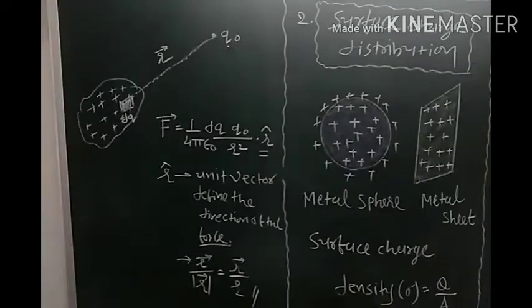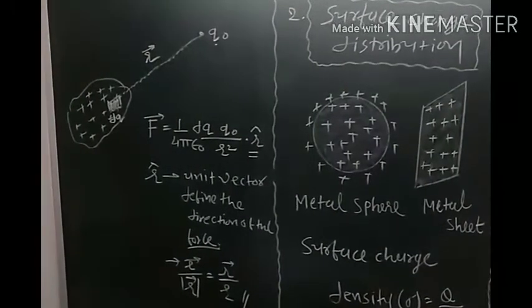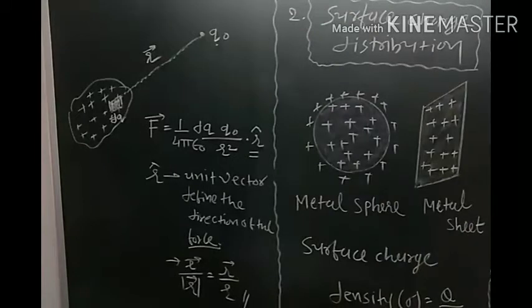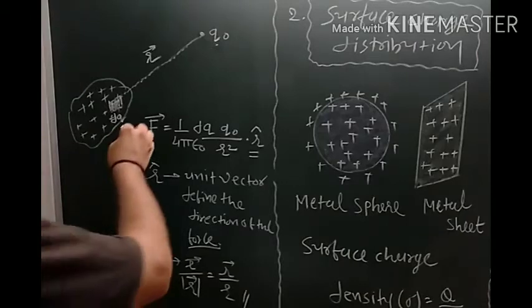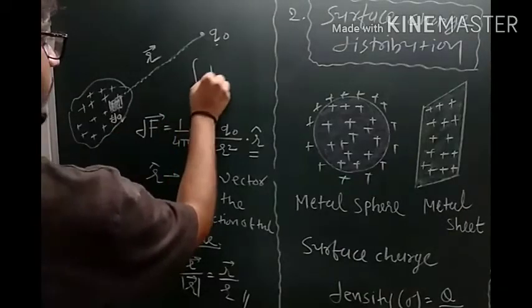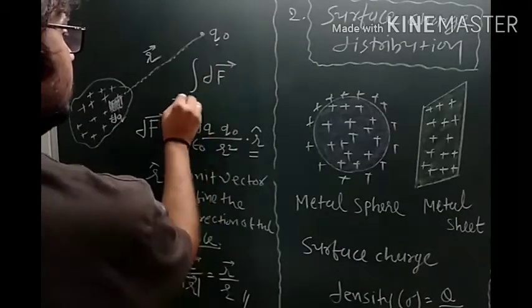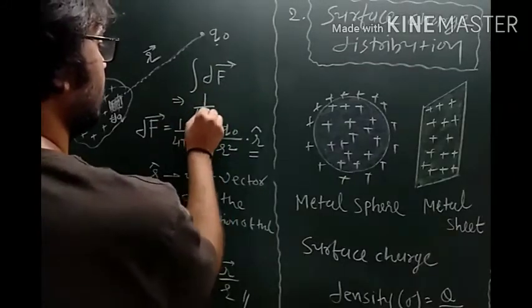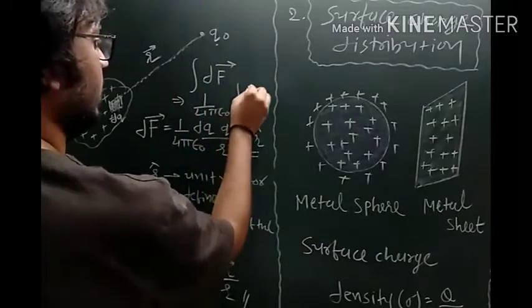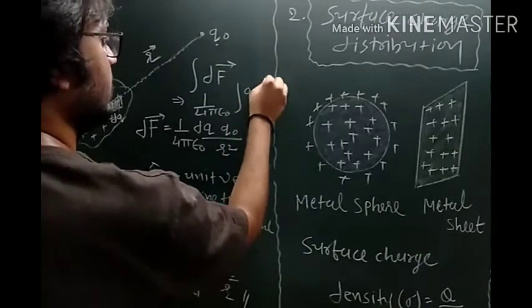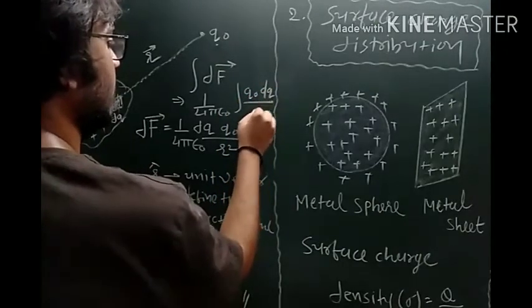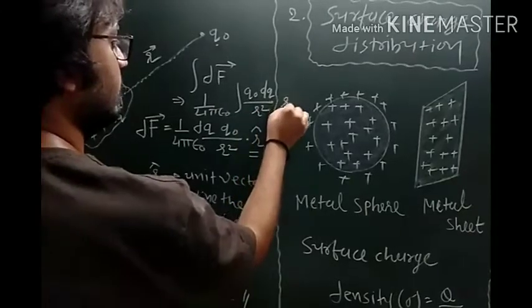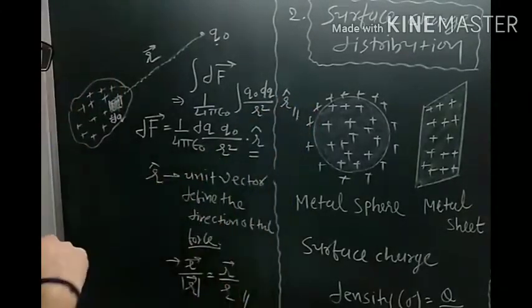We want to find out the net force exerted on q naught due to all these charges. So from the superposition principle we can integrate this force. Okay, so we can get 1/4 pi epsilon naught into q naught dq upon r square into r cap.